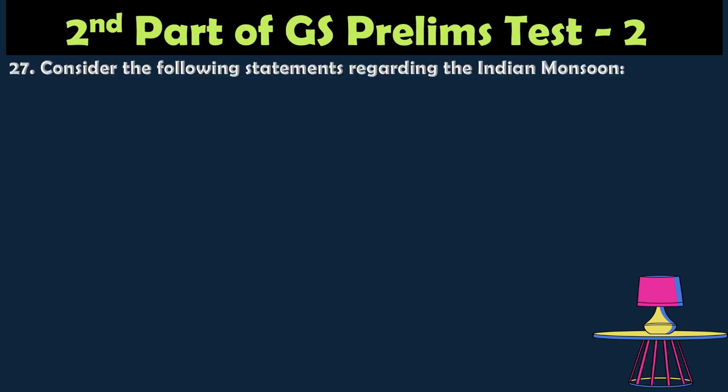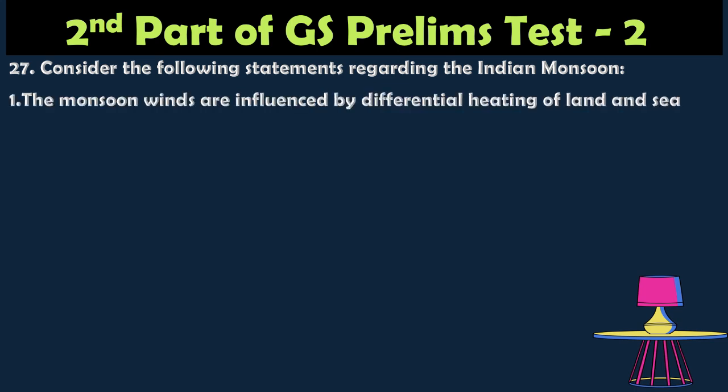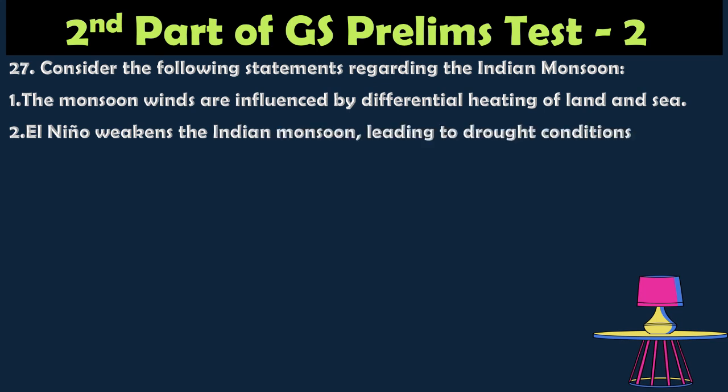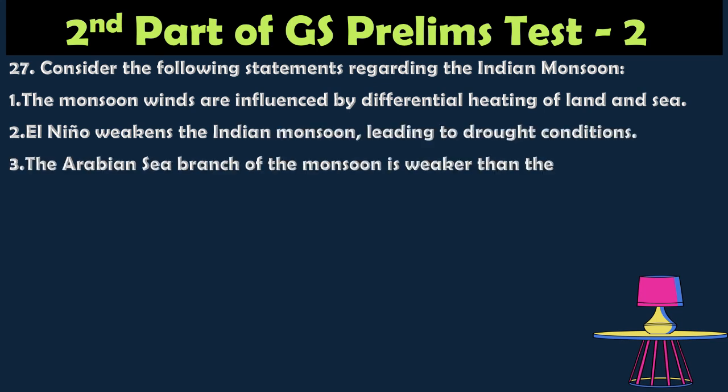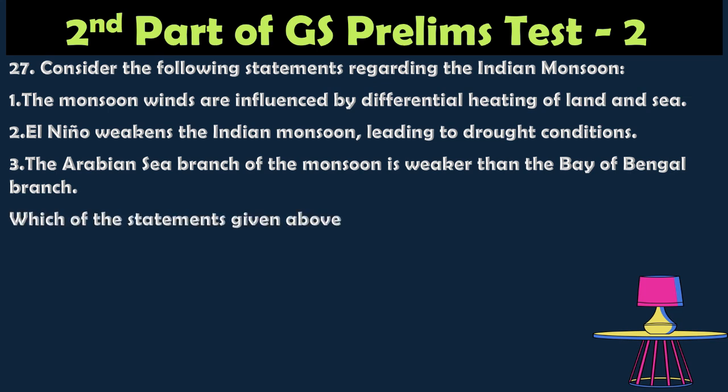Question number 27. Consider the following statements regarding the Indian monsoon. The monsoon winds are influenced by differential heating of land and sea. El Nino weakens the Indian monsoon, leading to drought conditions. The Arabian Sea branch of the monsoon is weaker than the Bay of Bengal branch. Which of the statements given above is correct?